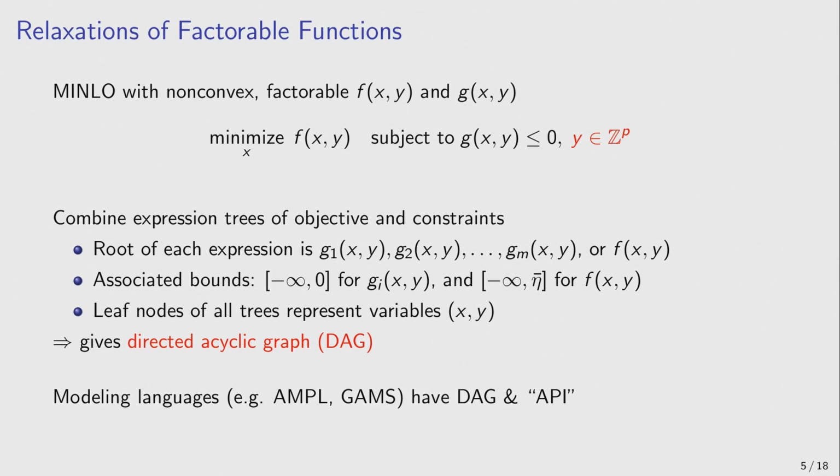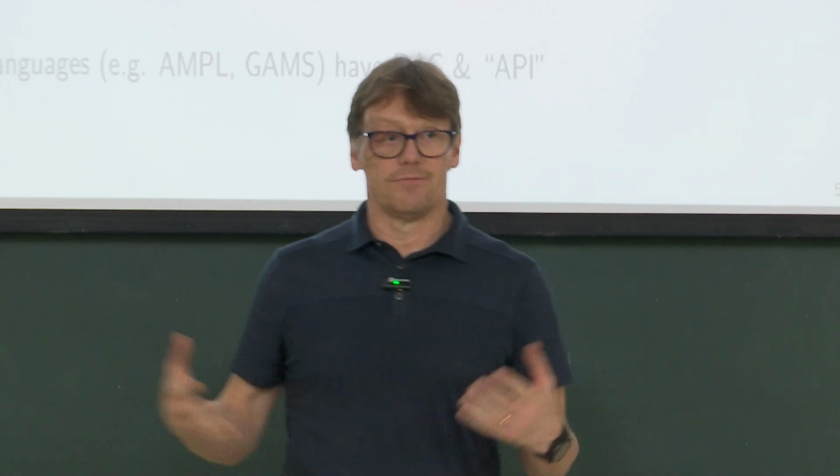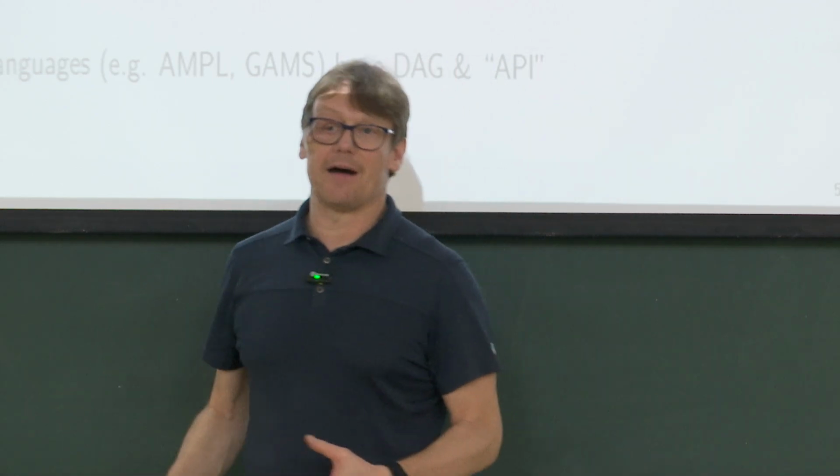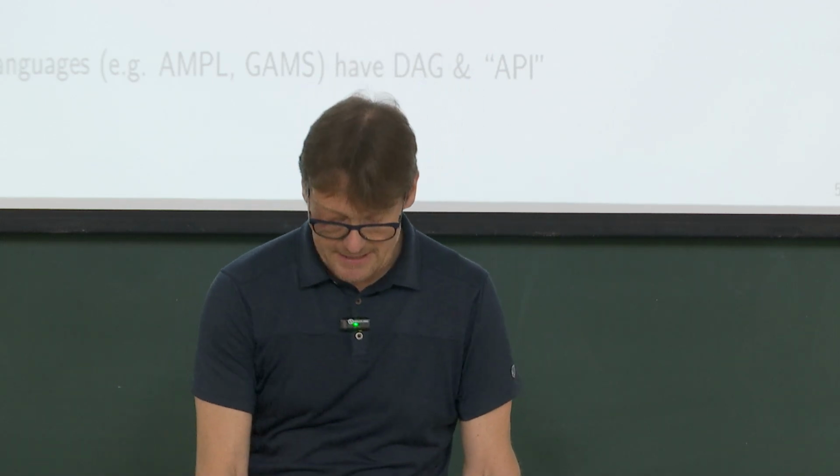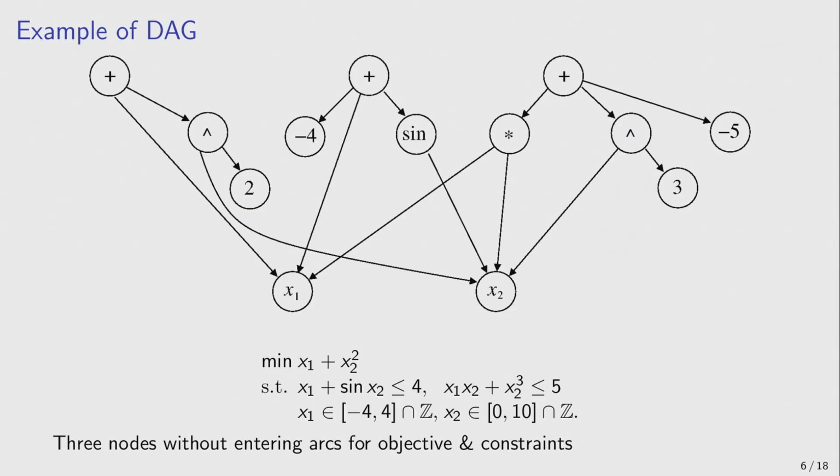So AMPL and GAMS have this directed acyclic graph and an API that allows you to interact with it, an API that allows you to traverse this graph, or you could even copy the graph and then construct a different graph that is potentially an underestimating graph. So here's a slightly more complex DAG. This is of an optimization problem. So now I have a nonlinear objective function, x1 plus x2 squared.